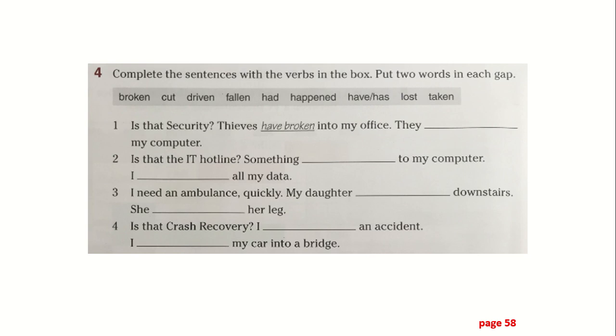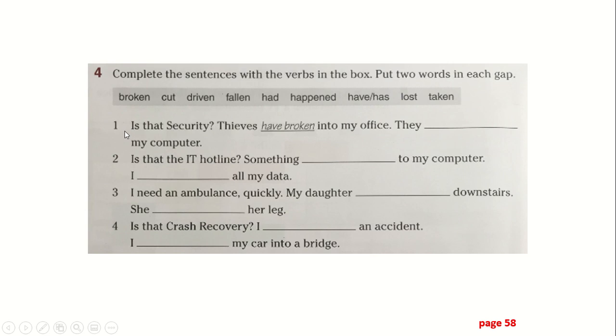Exercise 4. Complete the sentences with the verbs in the box. Put 2 words in each gap. Here we're going to use broken. It comes from the word break. تصريف الثالث, the past participle of break. Cut. Driven is the past participle of drive. Fallen, past participle of fall. Had, the past participle of have. Happened, حدث. Have or has, we're going to use have or has on all the sentences. Lost, from lose. فقد, taken, from take.